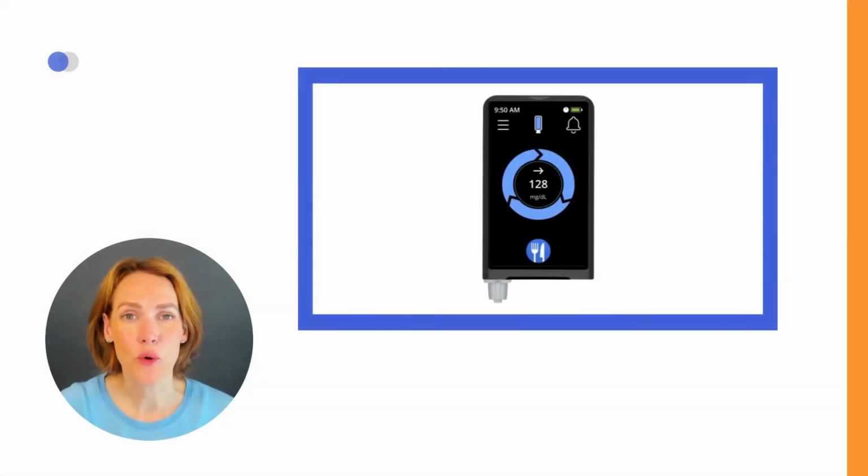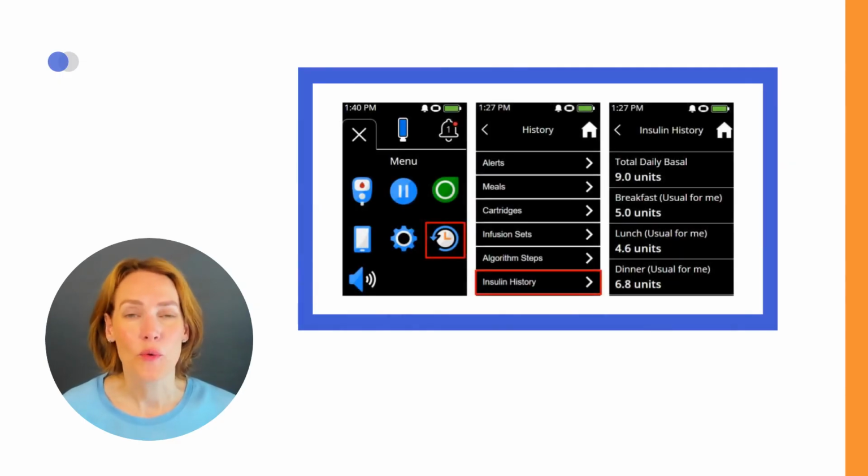Since the iLet lacks programmable pump settings like basal rates or carb ratios, manual mode is unavailable. However, recent insulin dose information, including total daily insulin, total daily basal dose, and meal doses, is provided for reference and calculation if users need to switch to insulin injections for any reason.